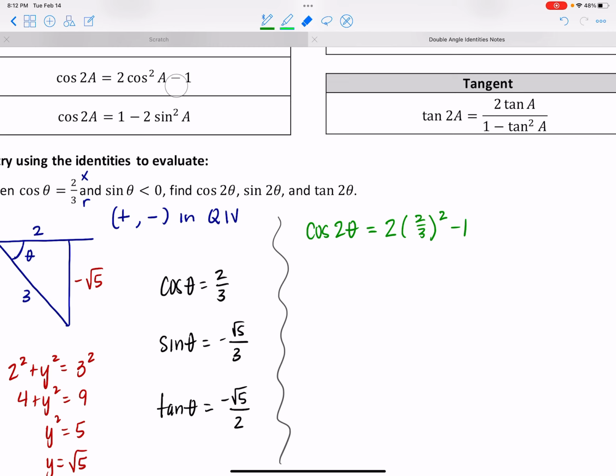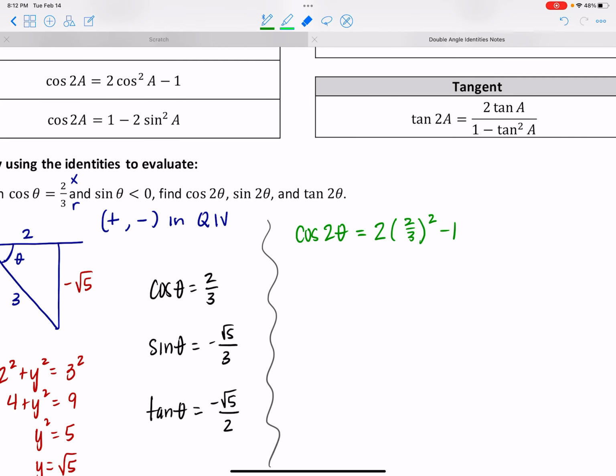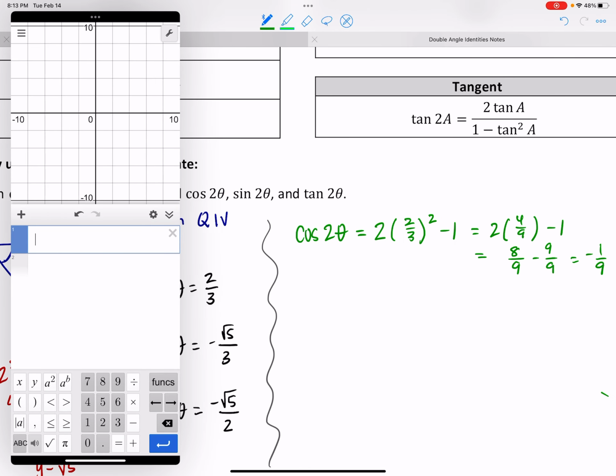So the trig part is done. This is just a little bit of arithmetic to deal with here. So we're looking at 2 times 2/3 squared is going to be 4/9. And that's going to be technically 8/9. And if I subtract 1, then I'm subtracting 9/9. And so I end up with a -1/9. And if you want to use your calculator to do some of that work for you, that's totally fine. And I'm going to confirm just because I'm sitting here in the dark and I don't know.